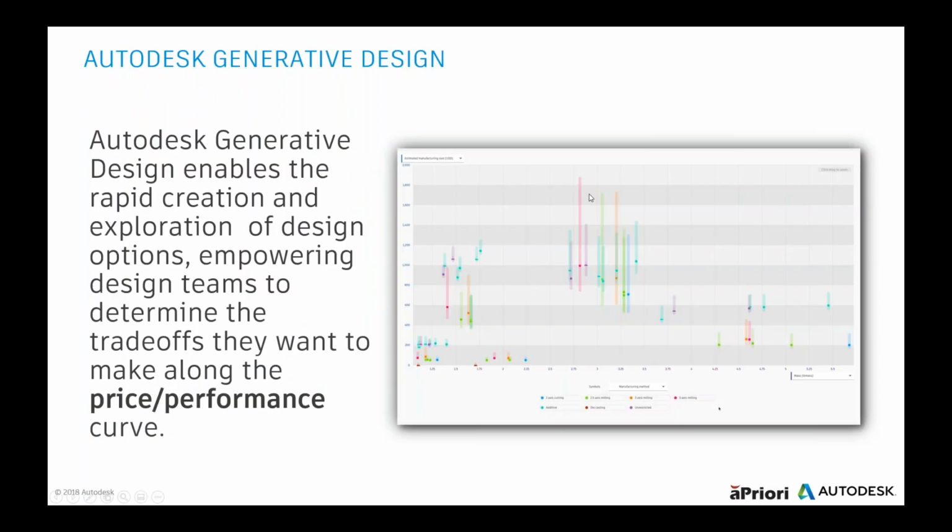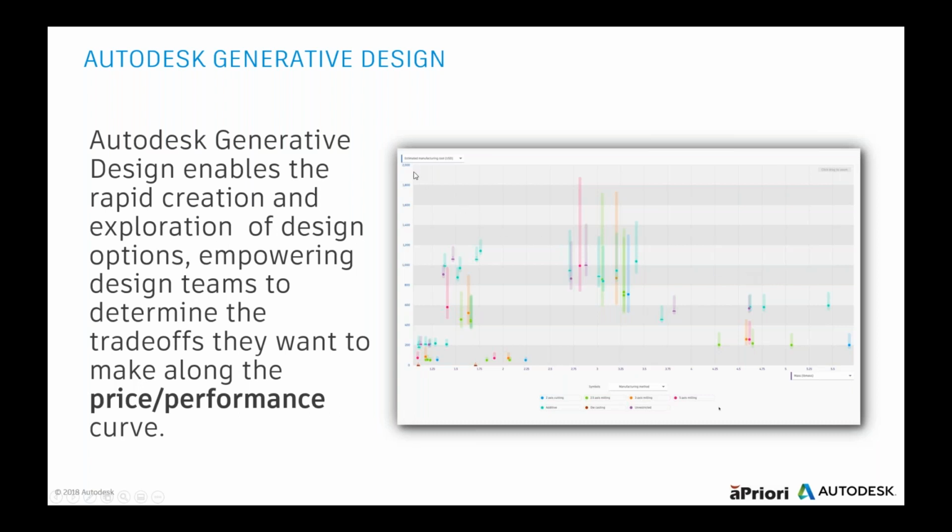So let's take a look at some of the outcomes. This is a snapshot of one of the types of output that you can get from generative design, talking about price and performance. We don't exactly generate the curve that you saw in the previous two slides, but we can output a graph, something like you see here.